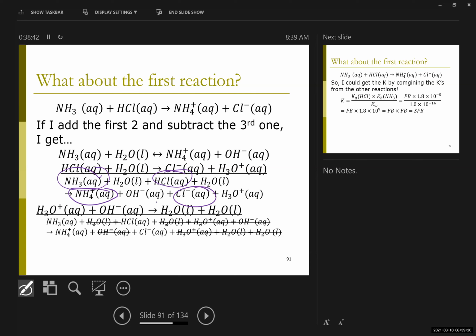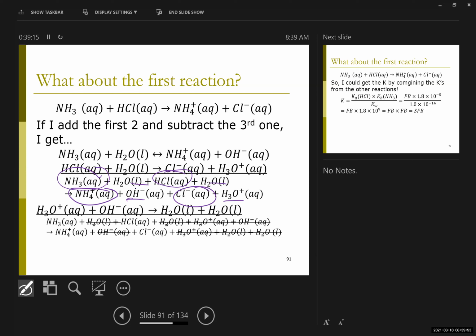Water plus water is hydroxide plus hydronium. And so my generic acid-base reaction is really a combination of a Ka, a Kb, and good old Kw. Specifically, I add the Ka reaction to the Kb reaction, and then I subtract the Kw, and I end up with exactly the reaction I want.